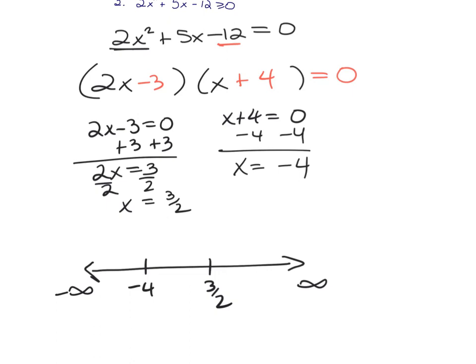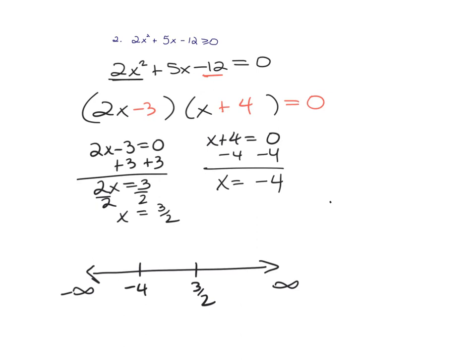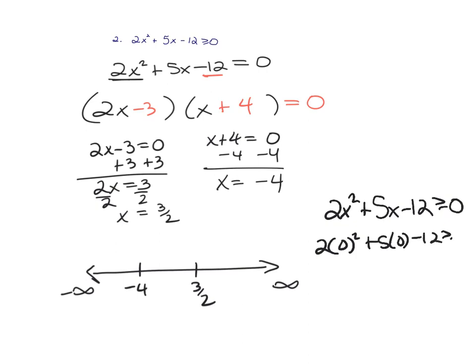All right, so next I want to do a test point. Again, the easiest point to check is going to be the 0. I did not get 0 when I factored it. So now let me take my original problem, which is the 2x squared plus 5x minus 12 greater than or equal to 0. Every place that I see x, I'm plugging in 0. So 2 times 0 squared plus 5 times 0 minus 12 greater than or equal to 0. I end up with negative 12 greater than or equal to 0. Is this a true statement?